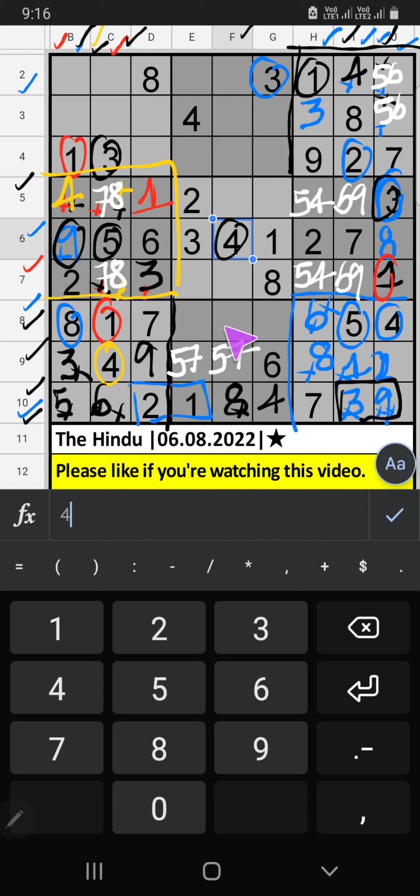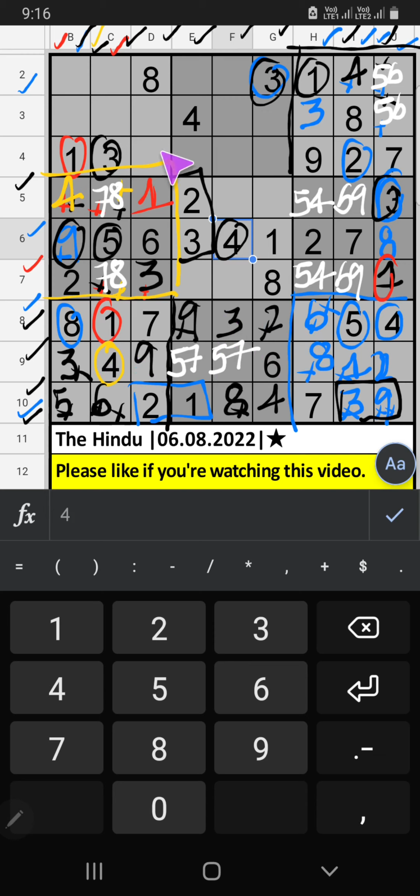8th row, 3 numbers are remaining, 2, 3, 9. Column E, we already have 2 and 3. So 2 and 3 can't come in the cell. It will come in one of the 2 cells. Column G, we already have 3. So 3 can't come in the cell. 3 is confirmed here. Then 2 is here. Then only 1 number is remaining, 9. 9 is confirmed here.